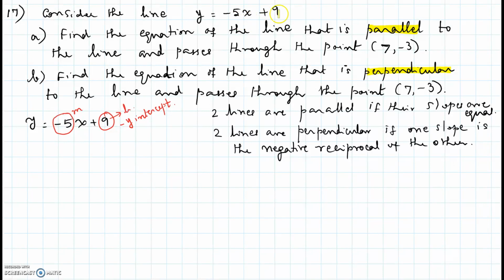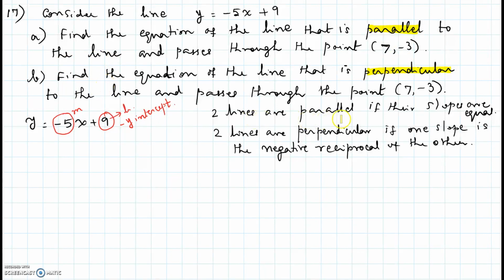First, we notice that the equation y equal to negative 5x plus 9 is in slope-intercept form, y equal to mx plus b. So negative 5, the coefficient of x, is the slope of the line, and 9 is the y-intercept. So the given line has a slope of negative 5. In part A, we are asked to find the equation of the line that is parallel to the given line and passes through a point.